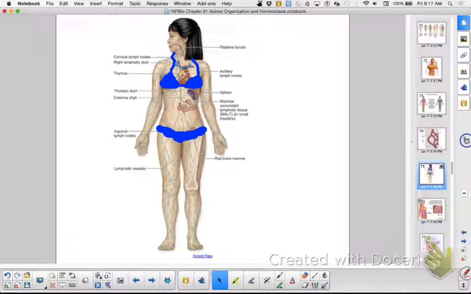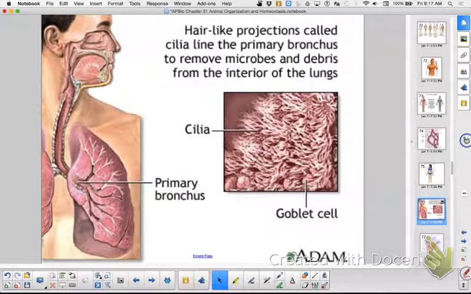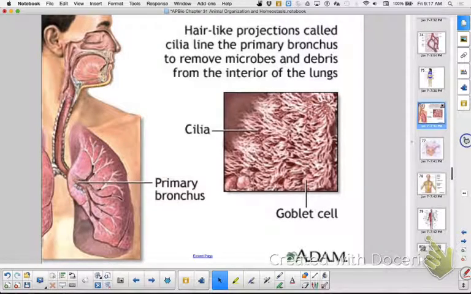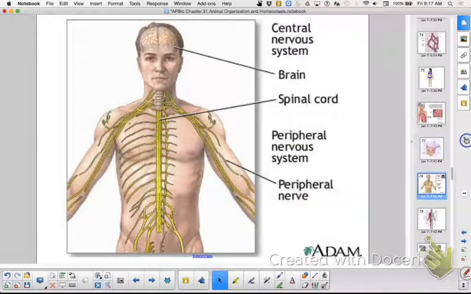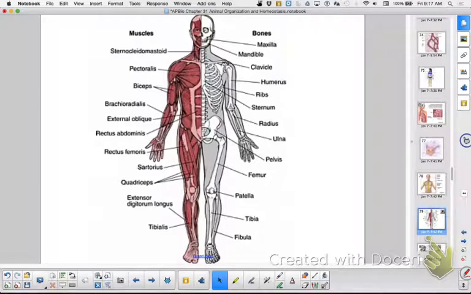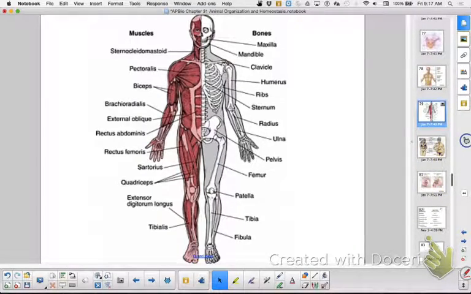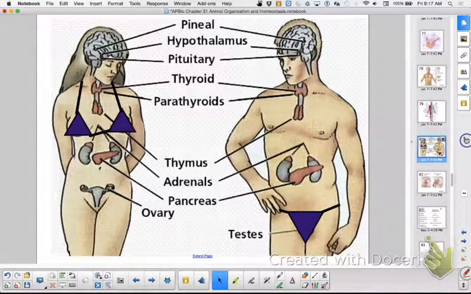And then the organs associated with it. Okay, what about this one? Respiratory. Good. What about this one? Not digestive. Excretory. Good. What about this one? Nervous. What about this one? Musculoskeletal.